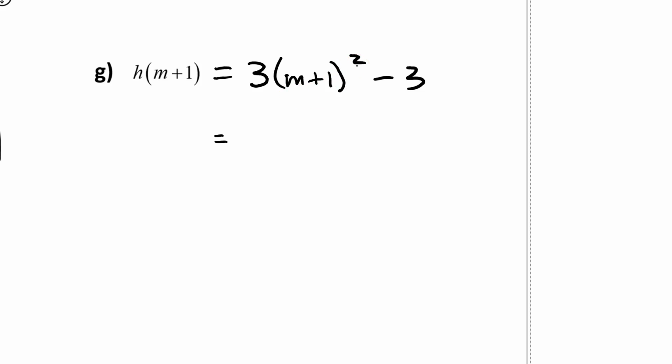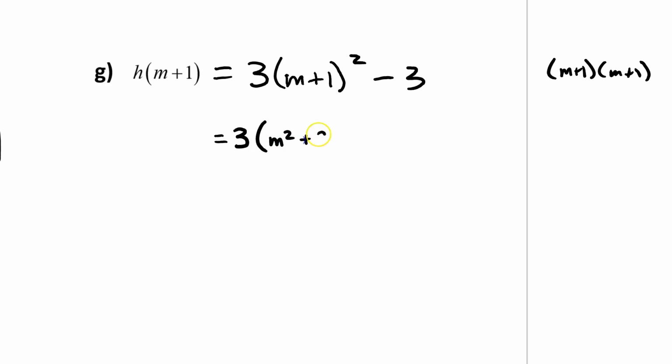You can use the FOIL method, so you can say m plus 1 and do it a little bit slower by using happy little rainbows. But I know the algorithm. So it's 3 times (m squared plus 2m plus 1) minus 3. And just so that you know where this is coming from, this is the exact same thing as this, just expanded out. So if you wanted to do it the slower way, go for it.